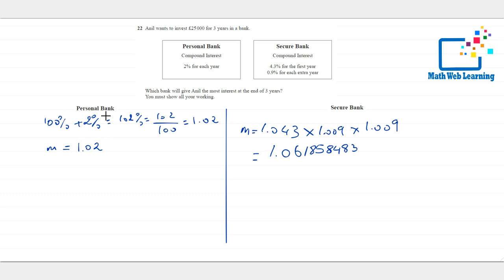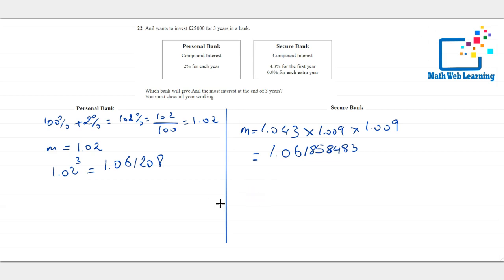going back to personal bank, we have the multiplier, which is M, and that is the same multiplier applied in the second and the third year. So we have to raise it to the power of 3. Okay, and when you do that, you get 1.061208, and the secure bank you get 1.06185, and so on. So you can see clearly the secure bank is the one that gives you a better deal, or the best interest, or better interest.